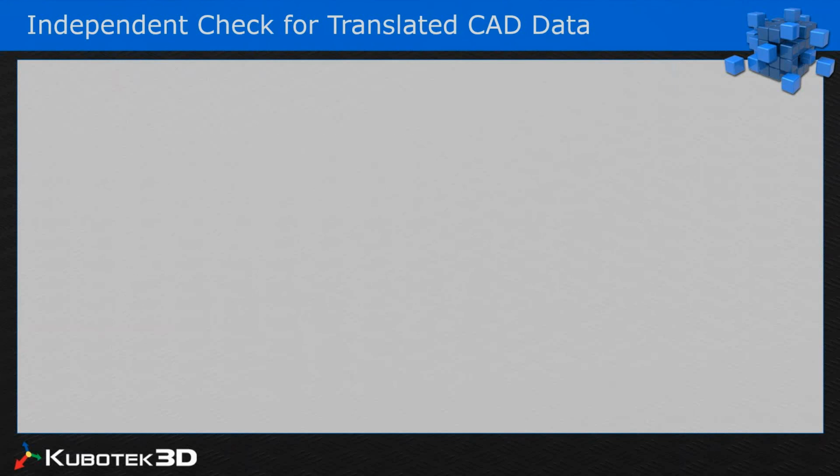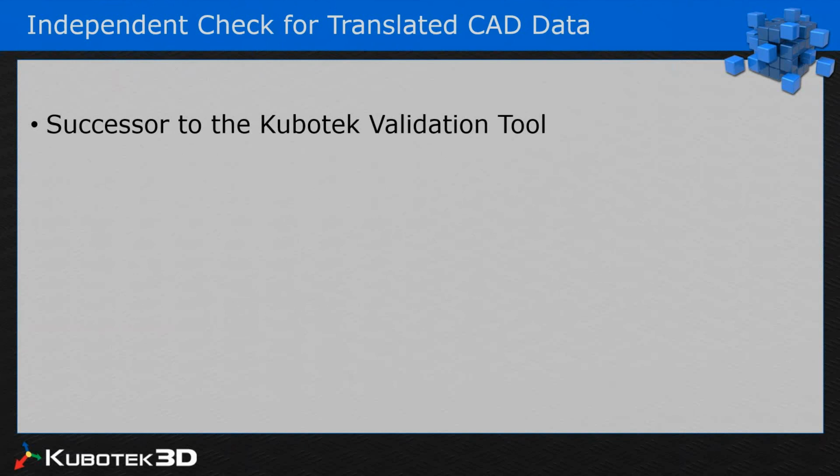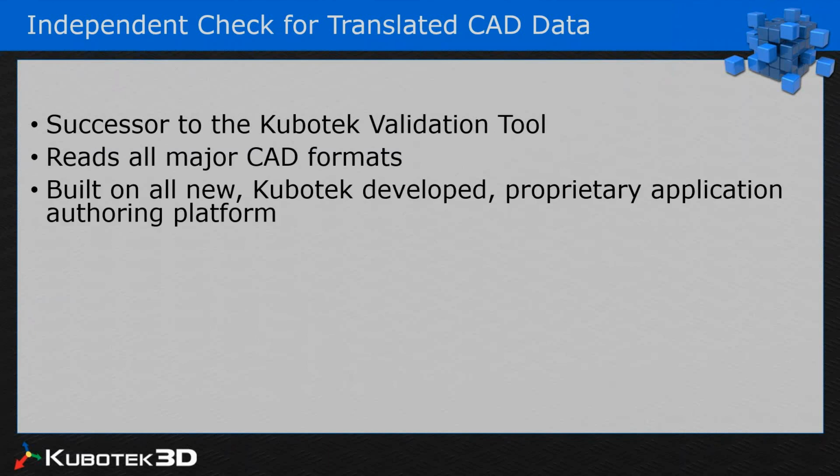So a few facts about K-Compare Validate. First of all, it definitely will be the successor to the Kubotek Validation Tool. Right now, we offer both to our customer base, but that will end sometime next year, where we will only be offering K-Compare Validate, and no one will be end-of-lifing the Kubotek Validation Tool. Next, K-Compare Validate reads all major CAD formats. That's definitely a requirement for validation software. We want to make sure that you have as many formats as possible in your quiver when you build your validation process. So we made sure that the new tool reads all major formats.